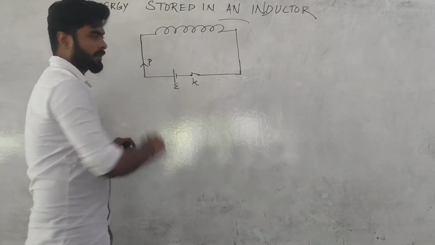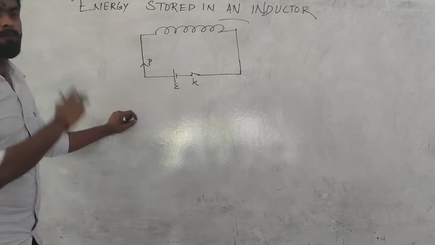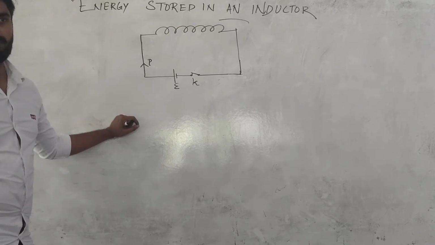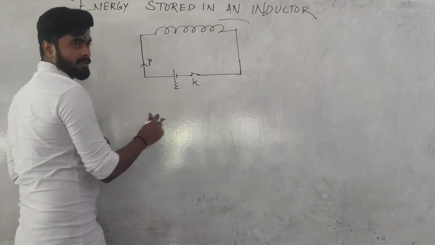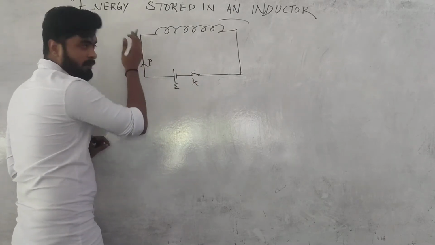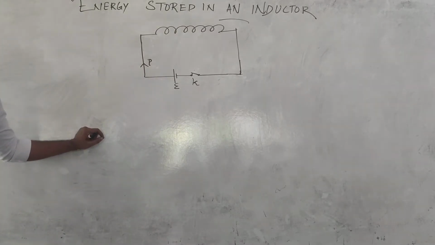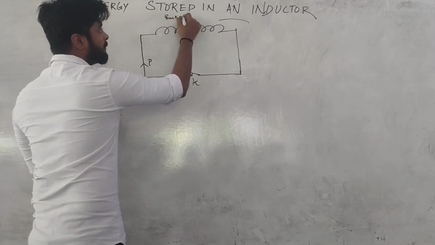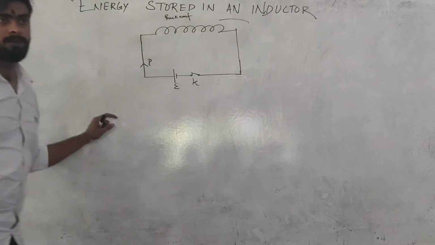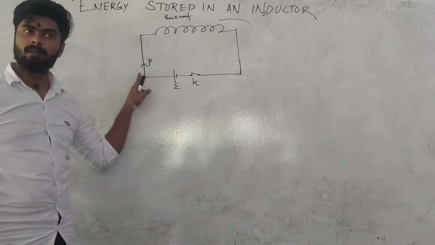Current I flows. But since this is an inductor, there will be a back EMF produced. If this current is increasing, imagine this current was increasing, like an AC source where the current will increase, right? So if current is increasing, we say that there is growth of current. When there is growth of current, there will be a back EMF produced, which will oppose the growth of current.